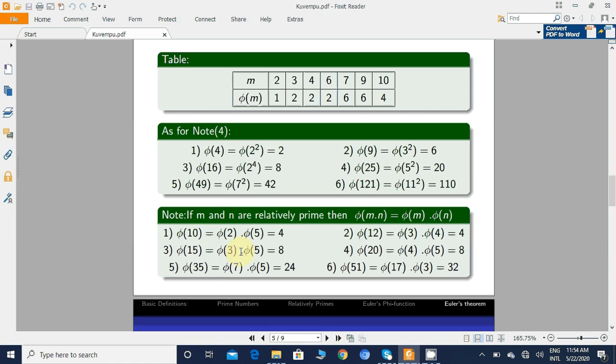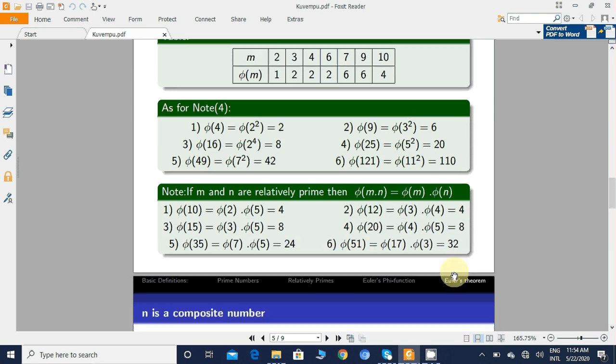15 can be done as 3 into 5. φ of 3, it's a prime, that is 2; φ of 5, that is also prime, that is 4. Therefore 4 into 2, that is 8. Again, one more: 20 is 4 into 5. Again φ of 4, as per note number 4, this is 2; again φ of 5, it is a prime, this is 4. 4 into 2 is 8. Similarly φ of 35 is 24, φ of 51 is 32.